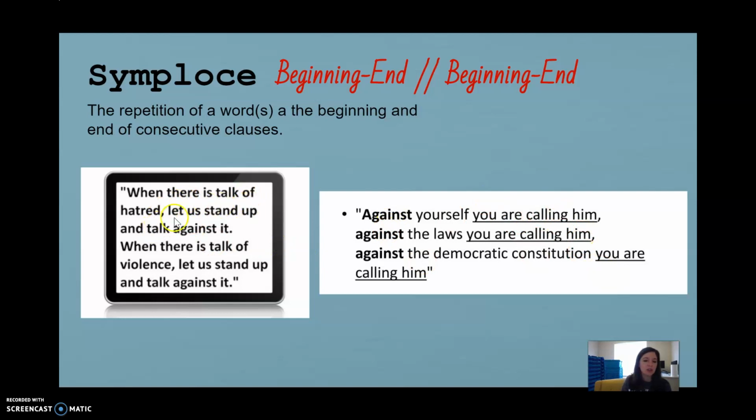"When there is talk of hatred, let's stand up and talk against it. When there is talk of violence, let's stand up and talk against it." So we have the anaphora, "when there is talk of," and then we have the epistrophe, "let's stand up and talk against it." And essentially only one word has changed, which is hatred and violence. And you might be thinking, well, Ms. Stokes, that's just parallelism. It is just parallelism. A lot of these, especially symploce, oftentimes create parallelism. So anaphora, epistrophe, symploce, these are tools that help make parallelism possible.